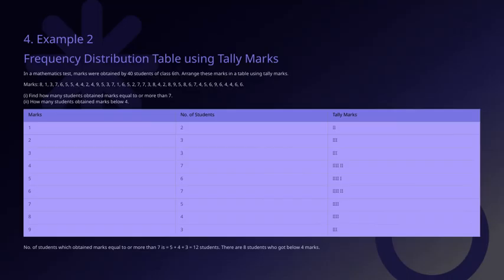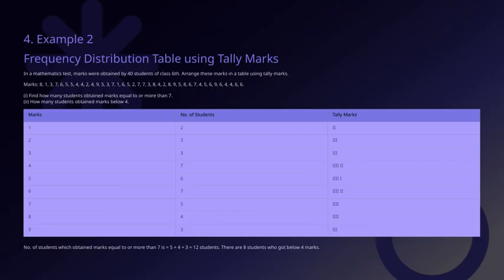Let's take a look at this table, which shows the distribution of marks obtained by students, along with their tally marks. As you can see, for each mark, we have the number of students who scored that mark and the corresponding tally marks. For example, 2 students scored a 1, represented by 2 tally marks, and 3 students scored a 2, shown with 3 tally marks. We observe that the highest number of students, 7, scored either a 4 or a 6, indicated by 4 tally marks for each. This table helps us quickly understand how the scores are spread out among the students, giving us a visual sense of the frequency of each score.